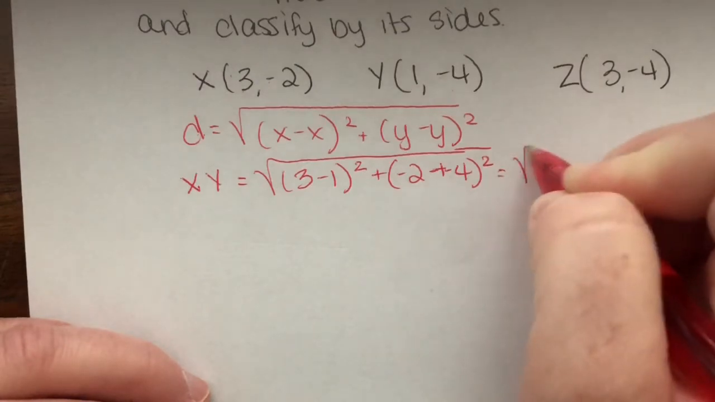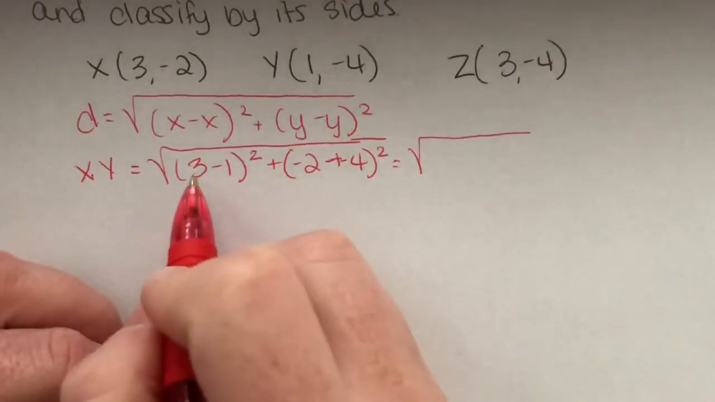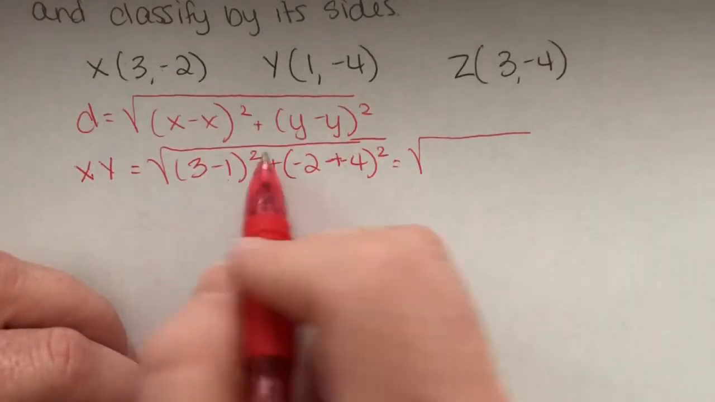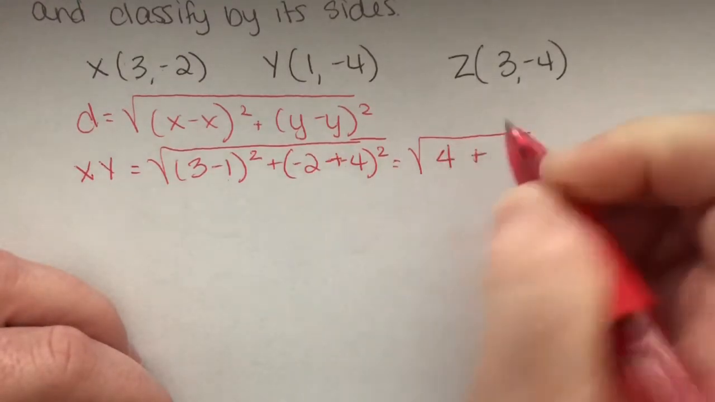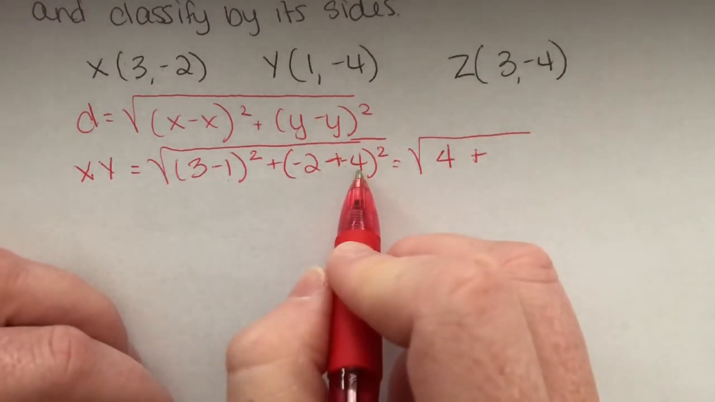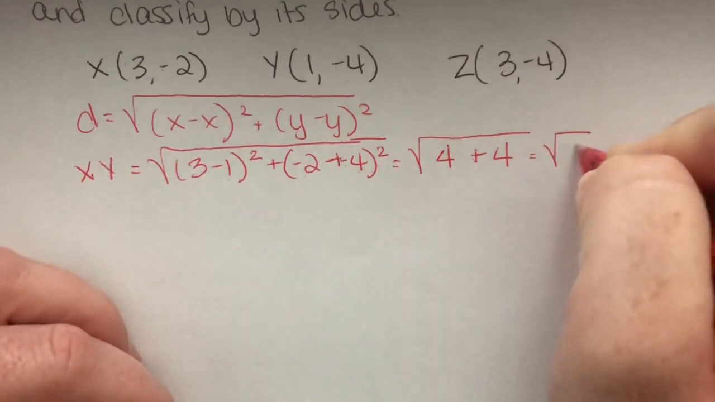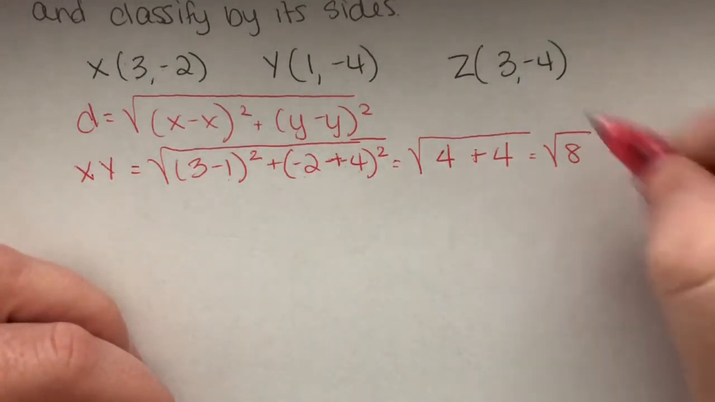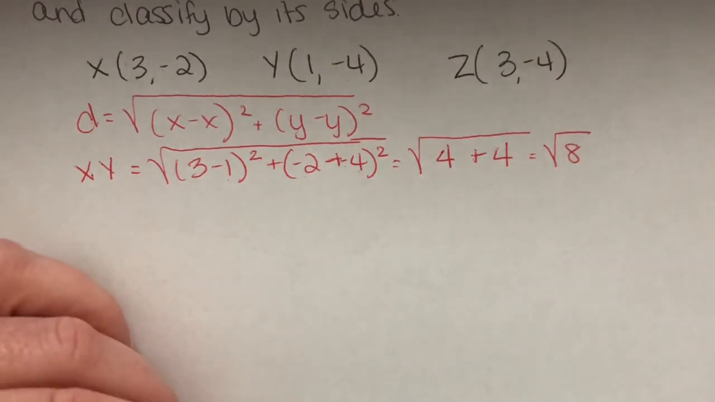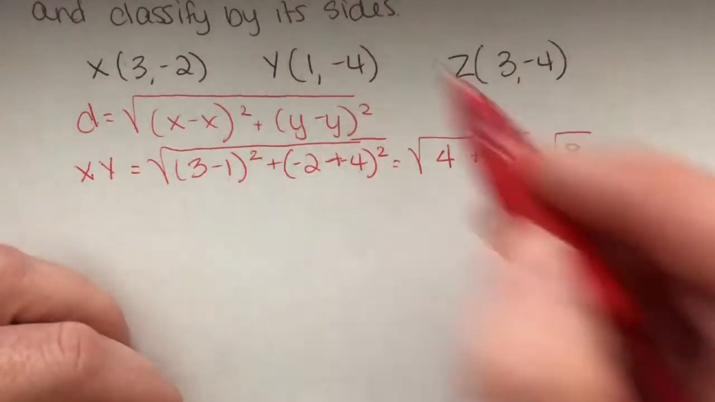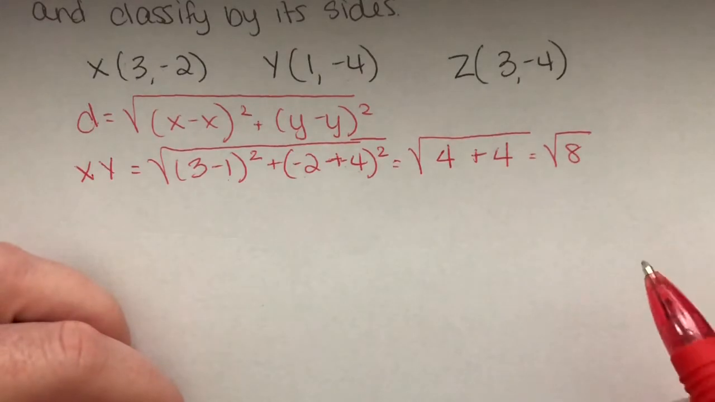And now I can just start simplifying, right? 3 minus 1 is 2. 2 squared is 4. -2 plus 4 is 2. 2 squared is 4. So I've got square root of 8. Now this is the most accurate way to list the length of the side, right? Square root of 8. So you can leave it like that.